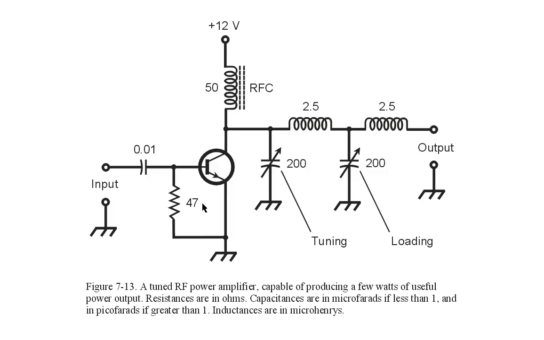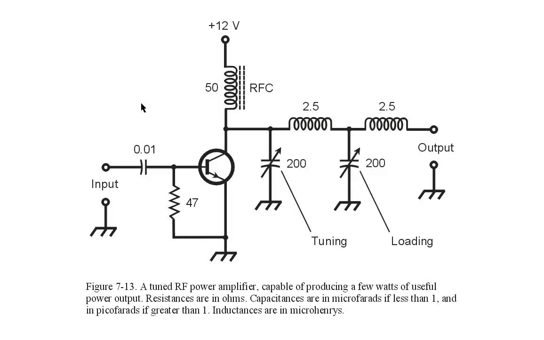Inductances are in microhenries, so these are 2.5 microhenry inductors, and this RFC, radio frequency choke, is 50 microhenries. So now that we know about all of the components and the NPN bipolar transistor, this would be a power transistor, and we can see that it is biased apparently for Class B operation. Class B is in Bravo. So what we have here is a typical radio frequency power amplifier.